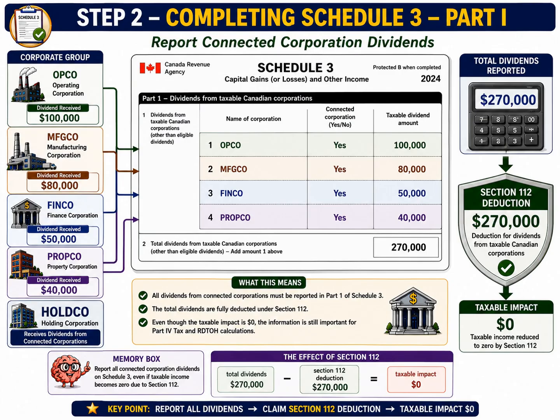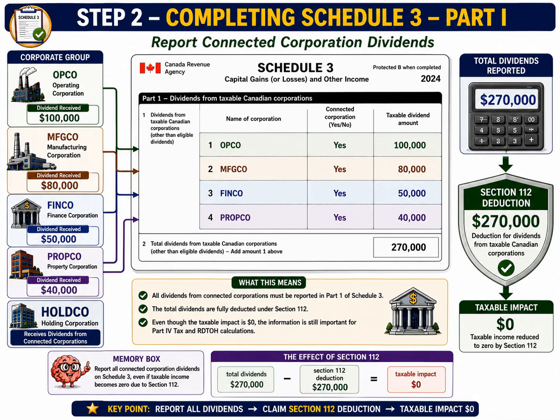The section labeled "What this means" summarizes the practical outcome. First, all dividends from connected corporations must be reported. Second, those dividends are generally deducted under Section 112. And third, even when the taxable impact is zero, the reporting remains important. The memory rule at the bottom of the slide captures the entire process. Report all connected corporation dividends on Schedule 3, even if taxable income becomes zero because of the Section 112 deduction.